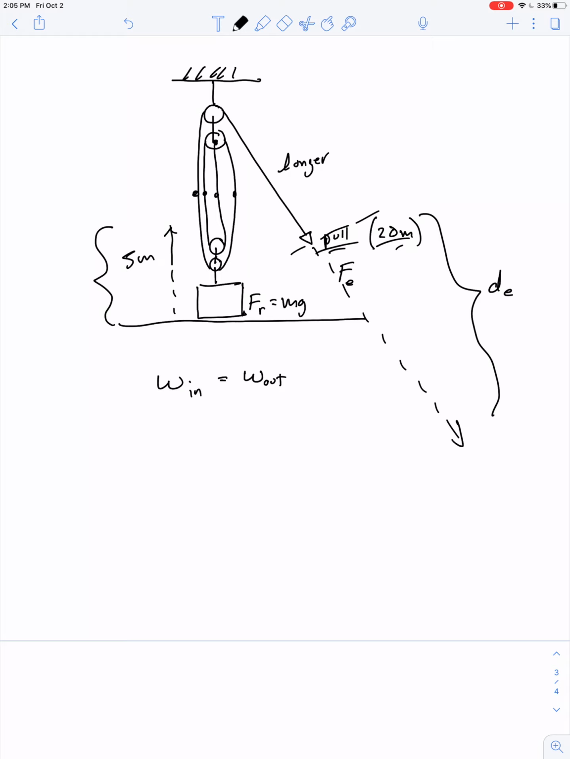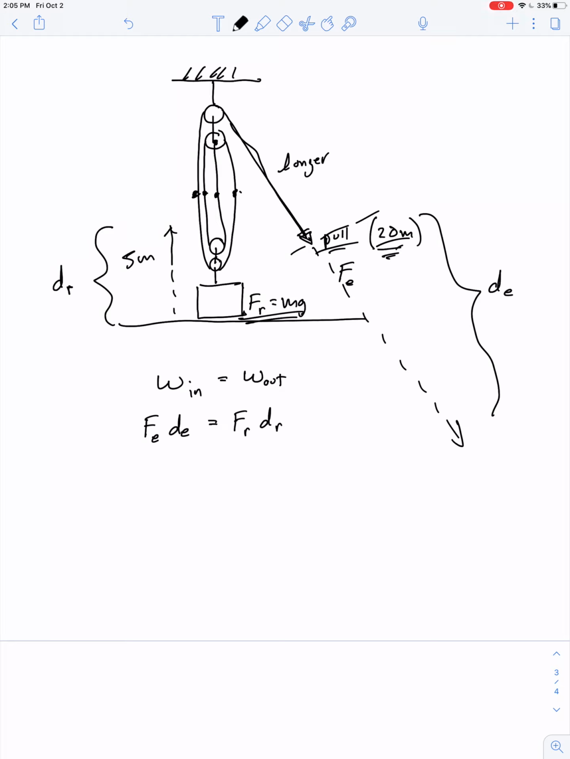Obviously, this is not made of magic rope. You can't have 20 meters pass through your hand here and not have the rope in all of these segments account for that same 20 meters. Since it's 4 pieces of rope, each one is going to get 5 meters shorter. So this would be the distance through which the resistive force is moving. So the work input is your effort force multiplied by the effort distance, and the work output is the resistive force multiplied by the resistive distance.